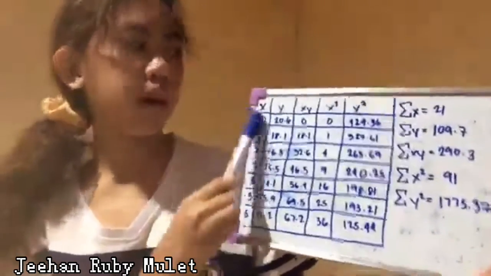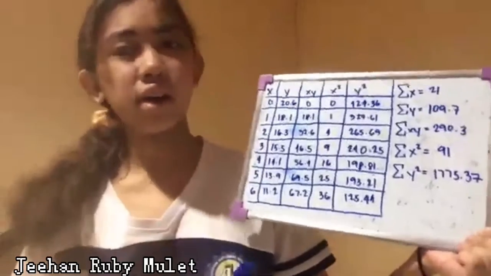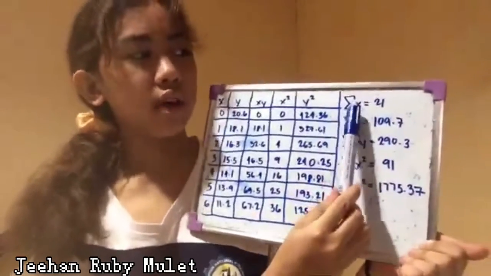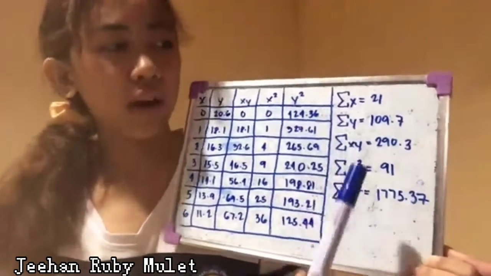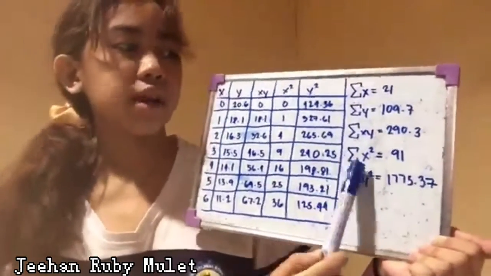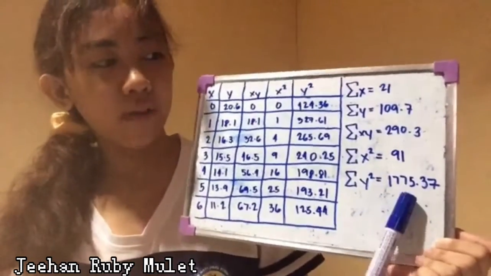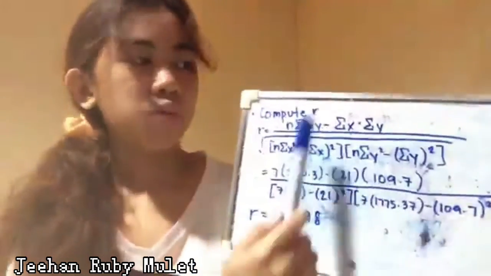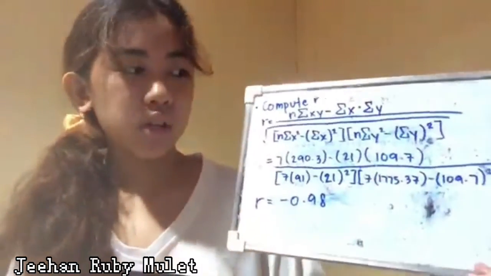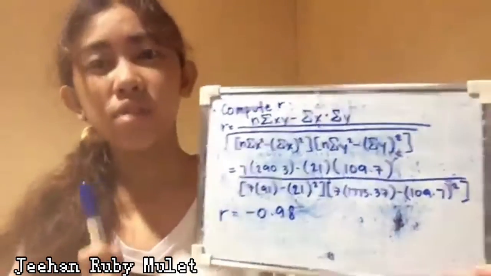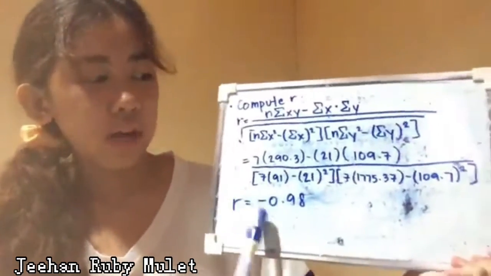So we have to find the value of x, y, xy, x squared, and y squared. After finding the value, we have the summation of x equals to 21, summation of y equals to 109.7, summation of xy is equals to 290.3, and summation of x squared is 91, and summation of y squared is equals to 1,775.37. We will compute for R. We will use the regression formula as shown, and then substitute the given to the formula, which we will have the results of negative 0.977, and rounded off, we will have the final results of our R, negative 0.98.